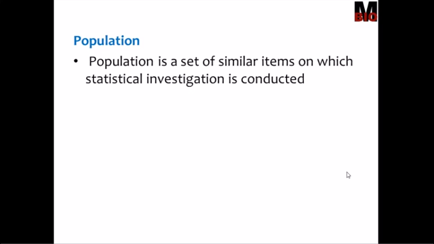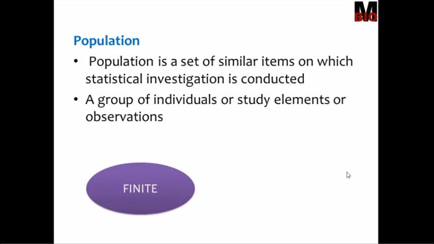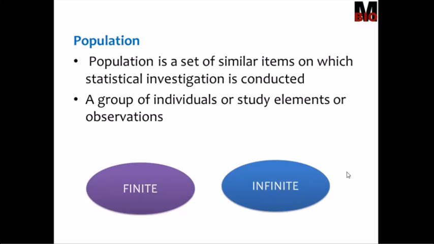Let us begin the session with the first term, that is population. Population can be defined as a set of similar items on which statistical investigation is conducted. A group of individuals or study elements or observations. There are two major categories of populations: finite populations and infinite populations. For example, number of students in a class. It can be considered as a finite population.